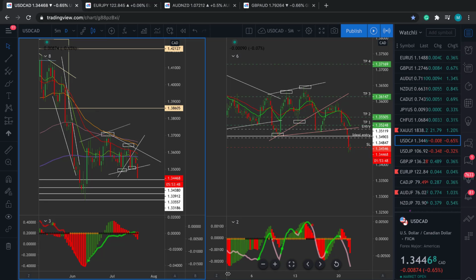So for today, we'll start off with the USD CAD, followed by the Euro Yen, Aussie NZD, and we'll end it off with the Pound Odd. For this analysis, I am going to be analyzing on the daily and H4 time frames, and we're going to analyze with very simple support and resistance lines. And as for the indicators, we'll only be using the MACD as well as the exponential moving averages.